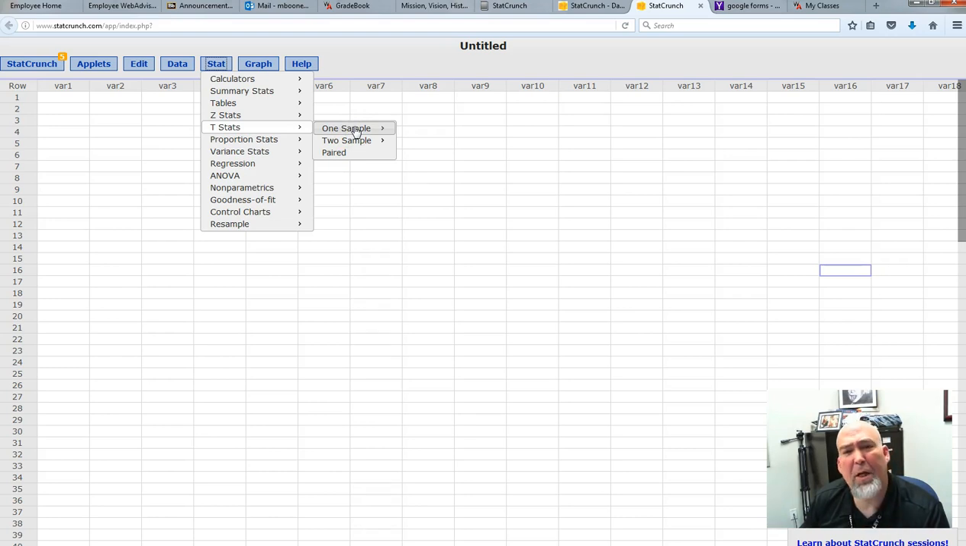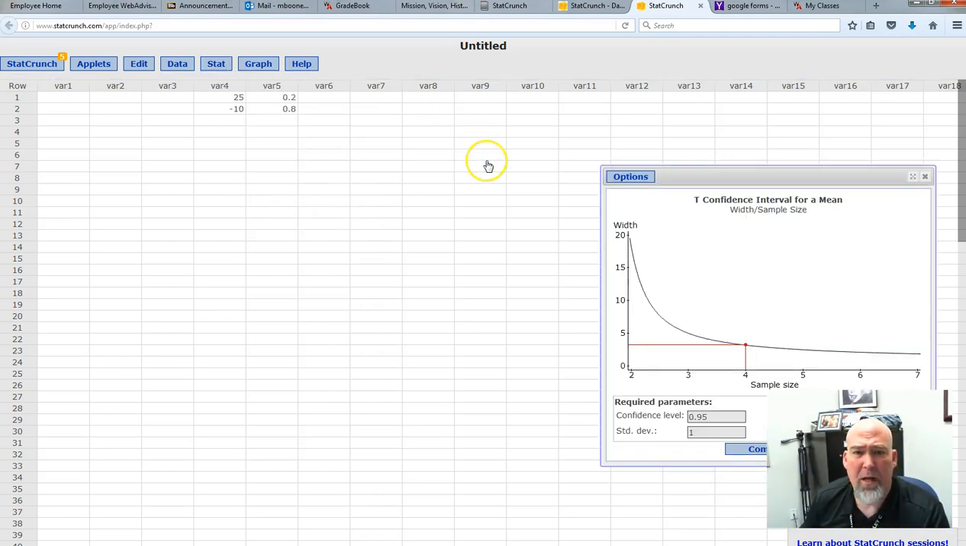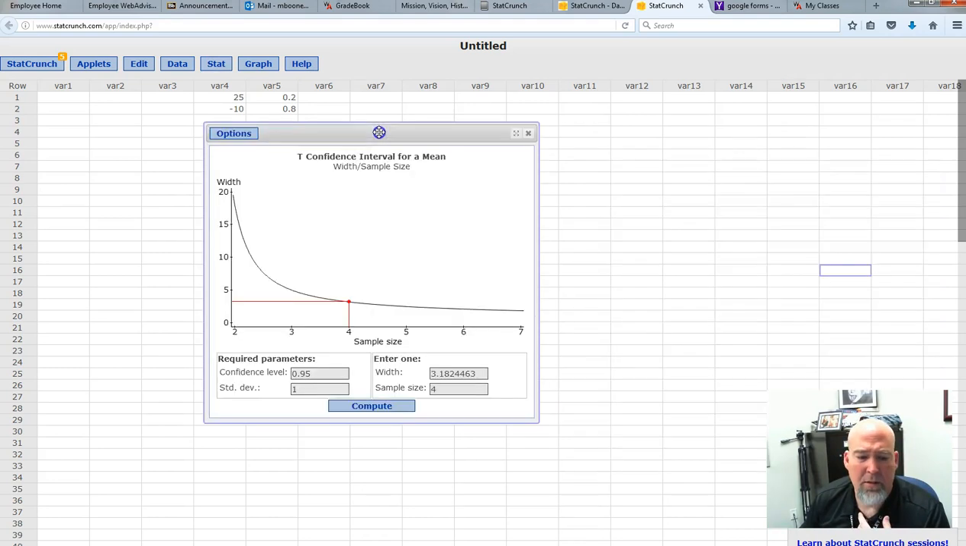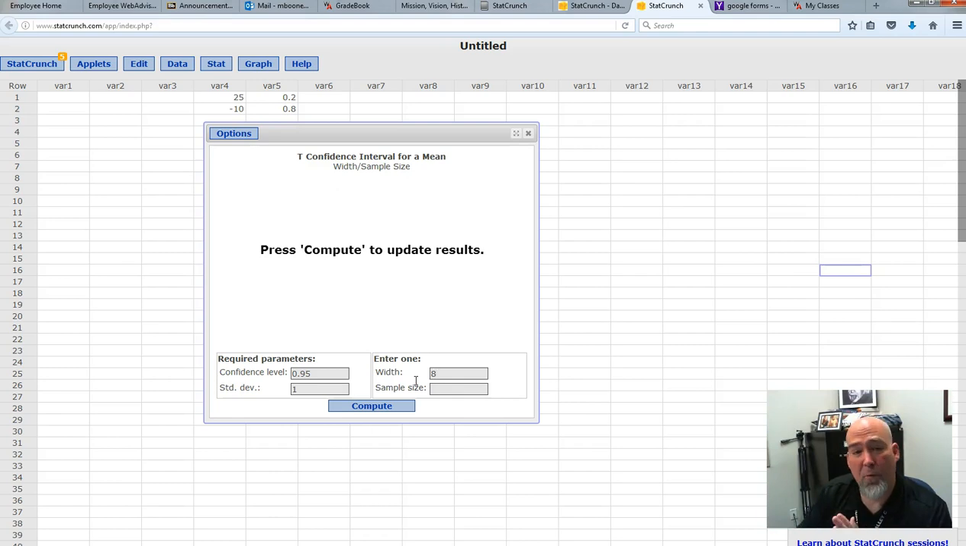So I want to figure out how many people I should sample. So I'd go to width and sample size. The common mistake made here is that you put in your confidence, you put in a standard deviation that would have to be provided for you. If the margin of error was like plus or minus 4 points, the width would be 8, right? Because it's 4 to the left, 4 to the right.